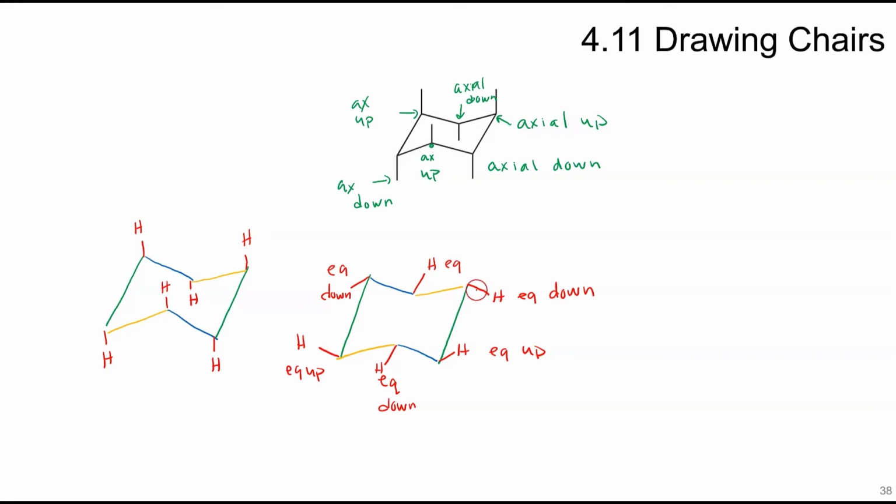And notice that the hydrogens here, like this hydrogen right here, is parallel to the bonds that are adjacent to it. And this hydrogen is parallel to the yellow ones here. These are all equatorial, and these are axial.